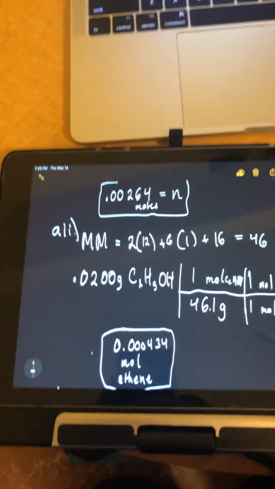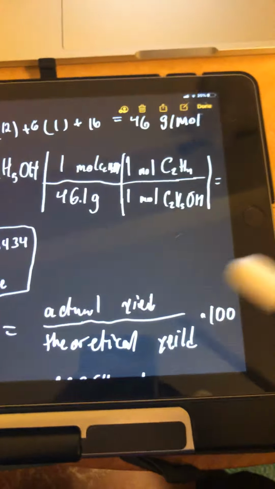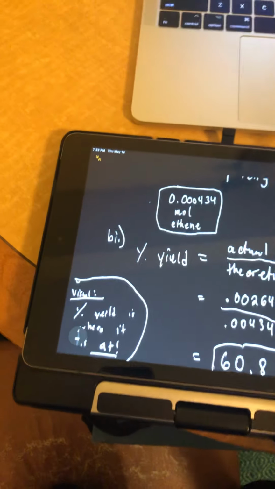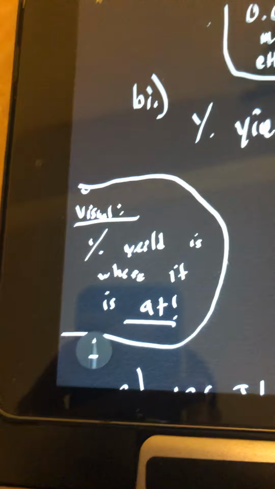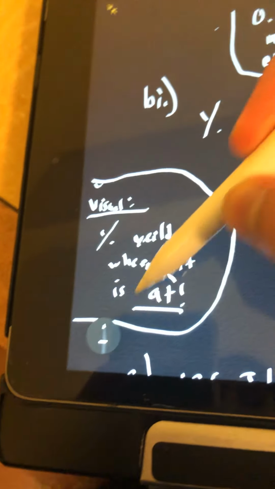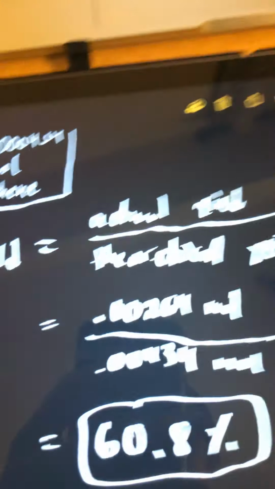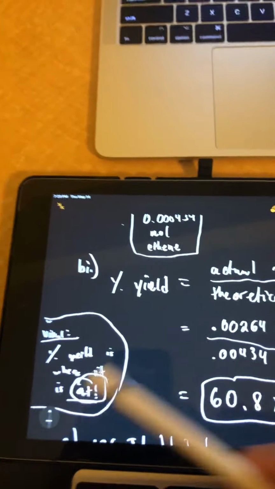All right, so we got our actual and we got our theoretical. Now part B says calculate the percent yield. Percent yield is just actual over theoretical times 100. The way I remember it is that percent yield is where it's AT, right here, AT. Actual over theoretical. It's just a saying that I remember.